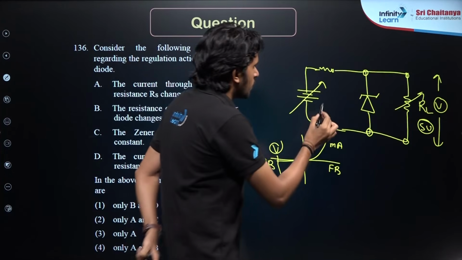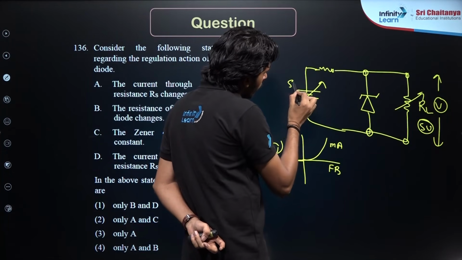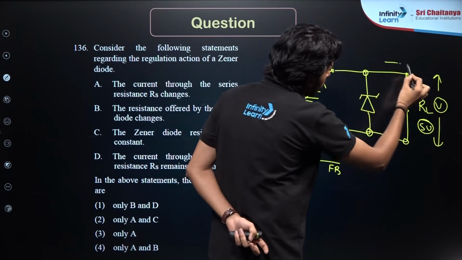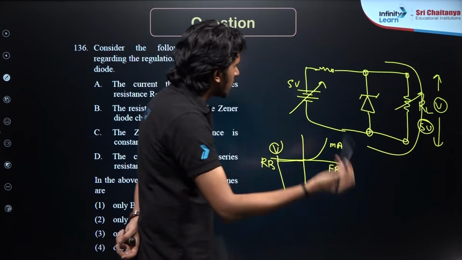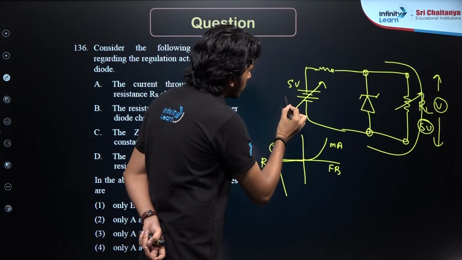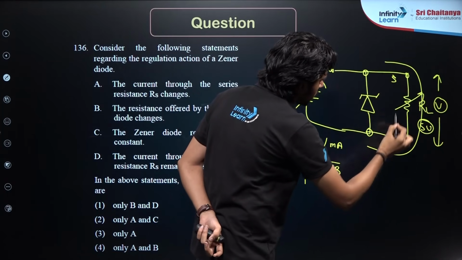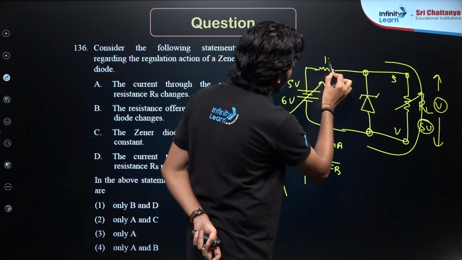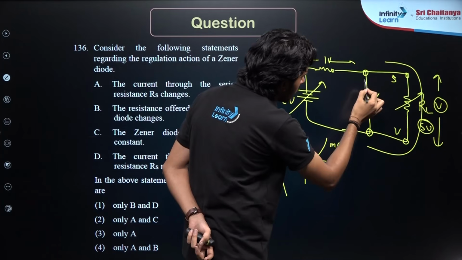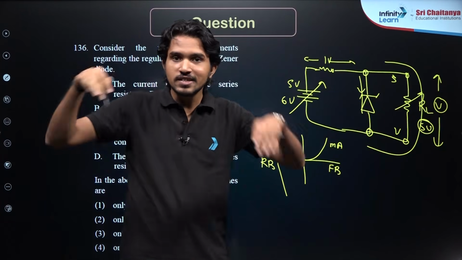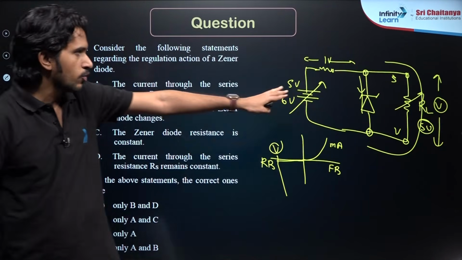Okay, so when the value is up to 5 volts, the current will move from this direction only. But if you increase the value to, say, 6 volts, then this will be only 5 volts and 1 volt will be over here, and the remaining current will pass through this Zener diode. That's the concept of the Zener diode.